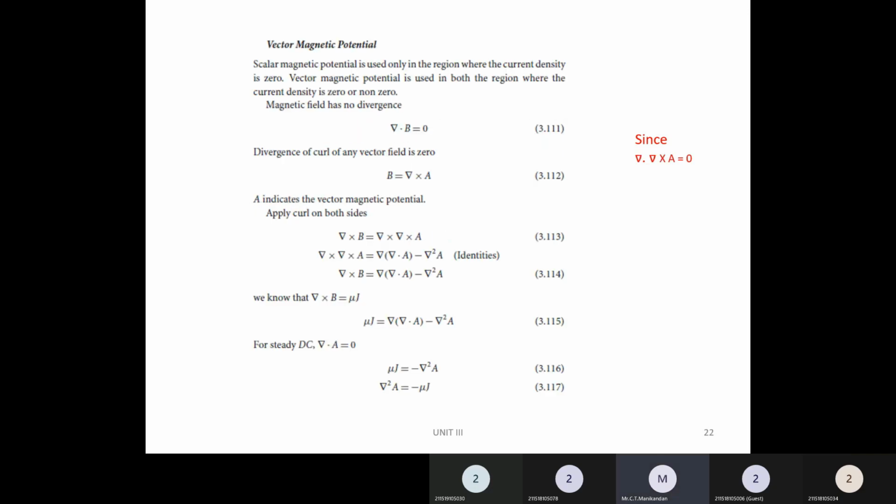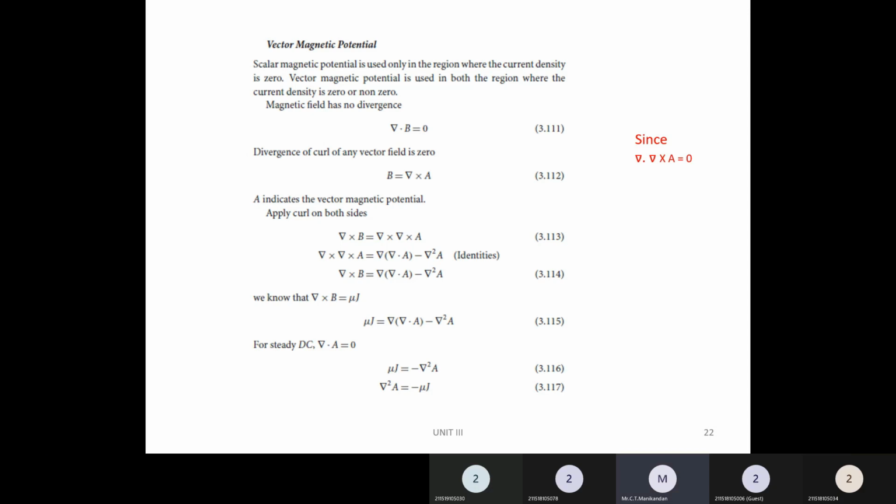The next one is vector magnetic potential. Scalar magnetic potential can be used in a system where the current density is 0, whereas vector magnetic potential can be used in a region where the current density is 0 or non-zero.